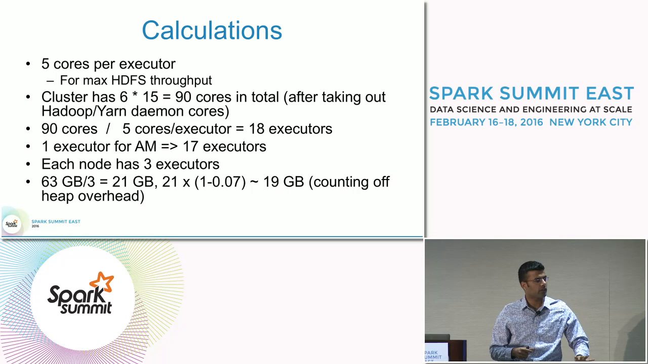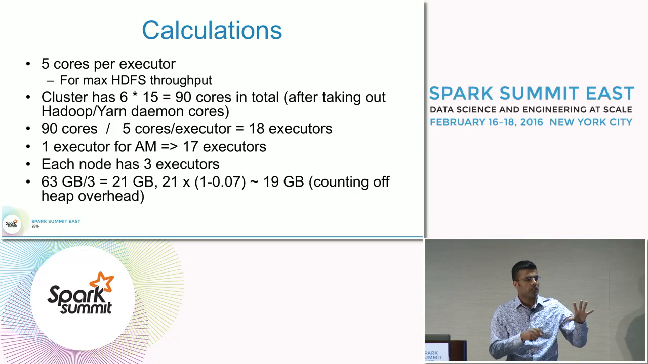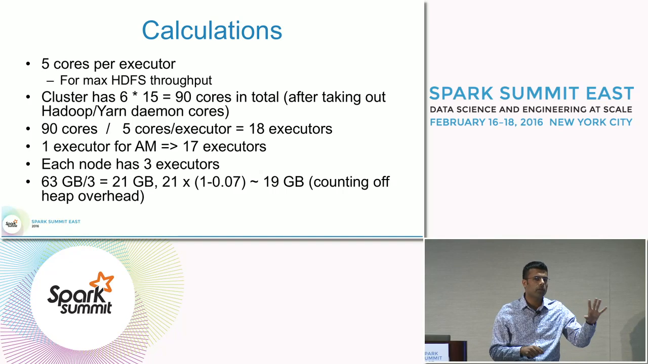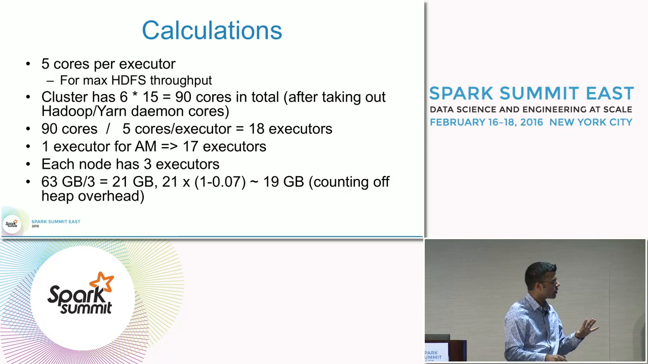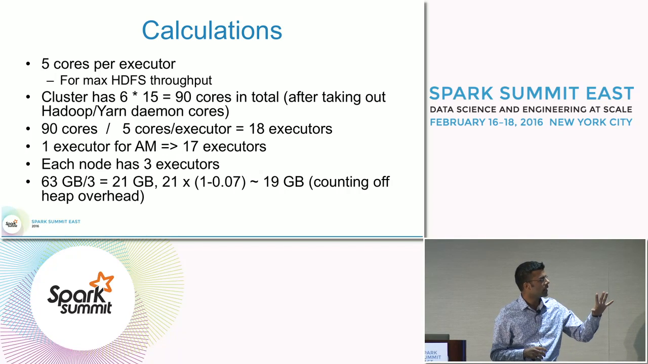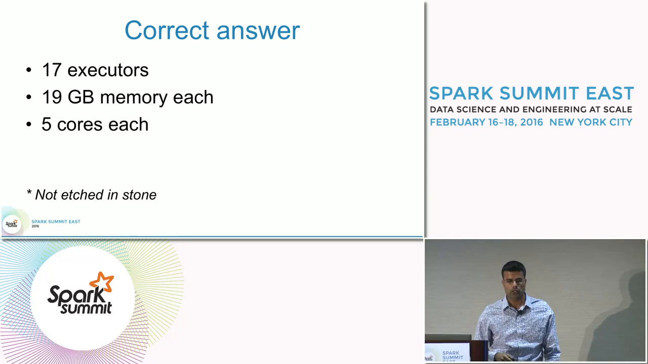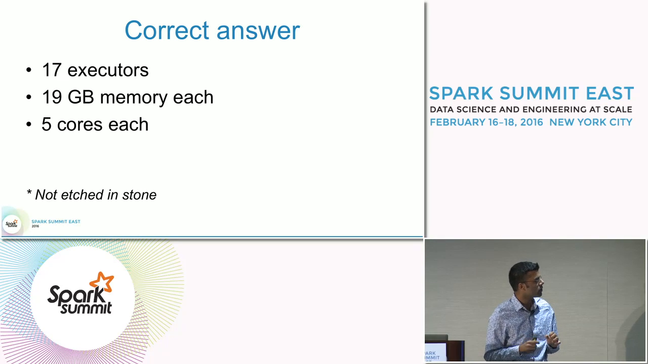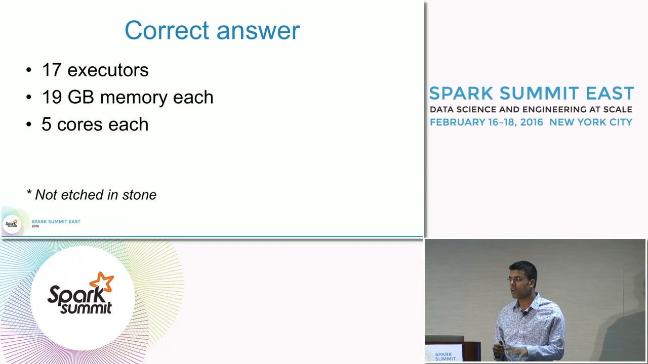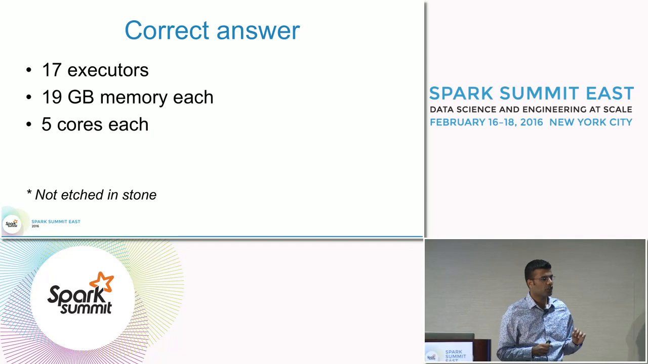Each node gets 3 executors. And then one of these 3 executors on one of the nodes will run the application master. Once each node has 3 executors, you had 63 gigs of memory. You divide that by 3, you get 21 gigs. But remember, there's some Yarn overhead for off-heap memory. So you subtract 7% from that, you get about 19 gigs. Okay, so the correct answer is 17 executors, 19 gigs of memory for each executor, and each executor gets 5 cores each. This is not etched in stone, right?